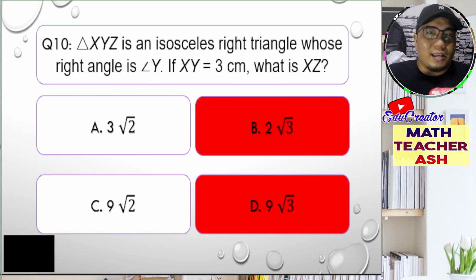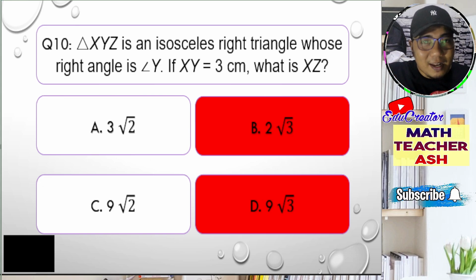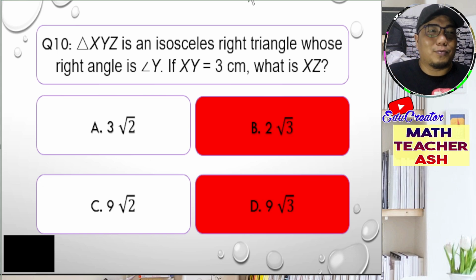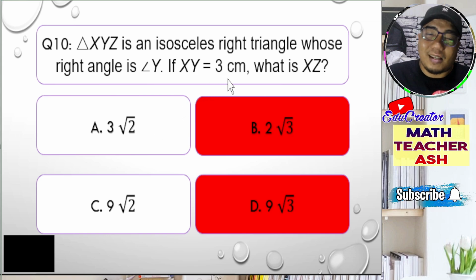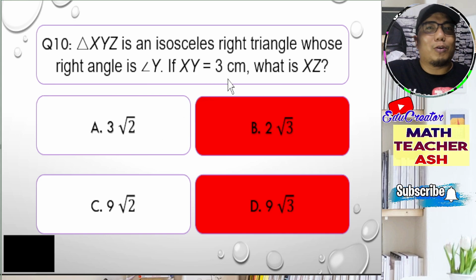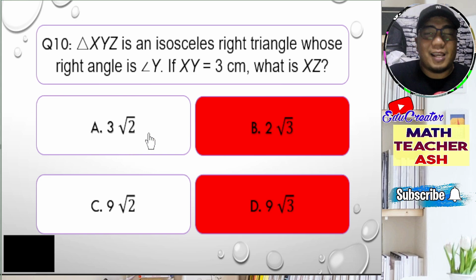So the technique here is very simple. If your leg is given in the right isosceles triangle, what you will do is you just copy the measurement of your leg and then you put square root of 2. So since our leg here is 3 centimeters, we just put square root of 2 there and you have 3 square root of 2. So letter A is the correct answer.